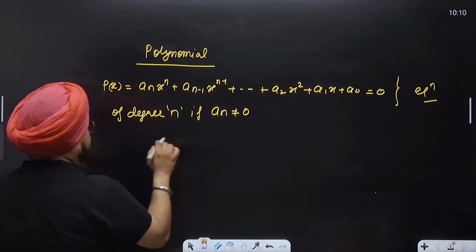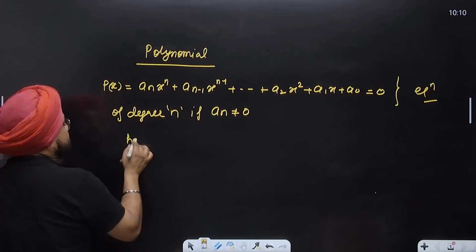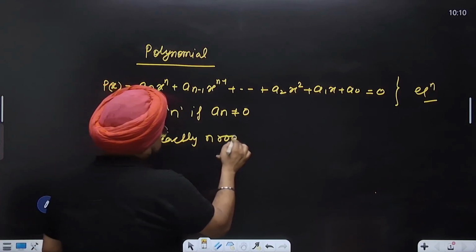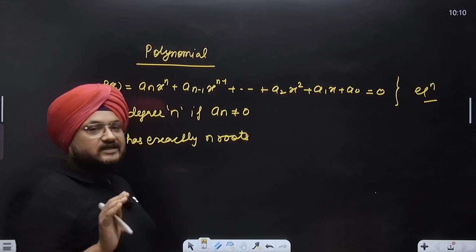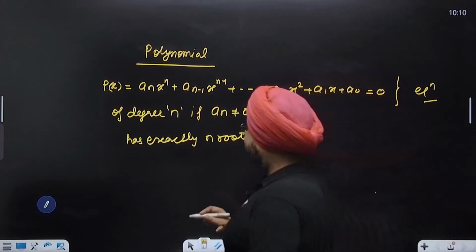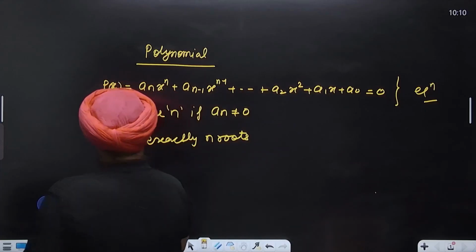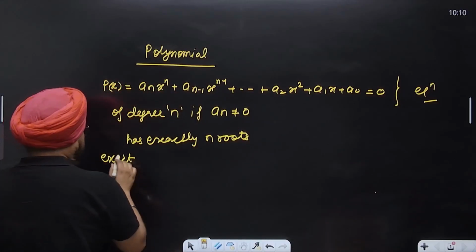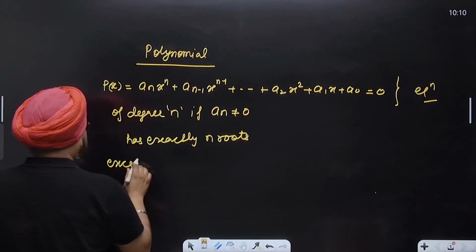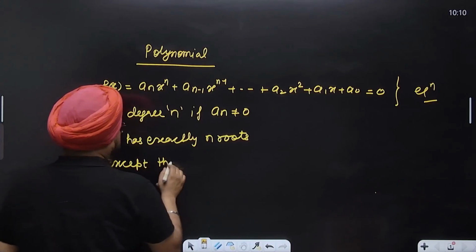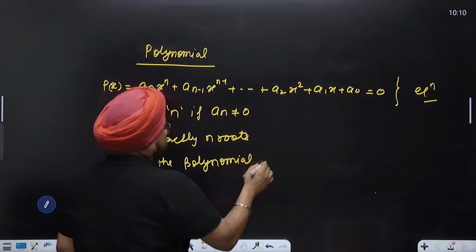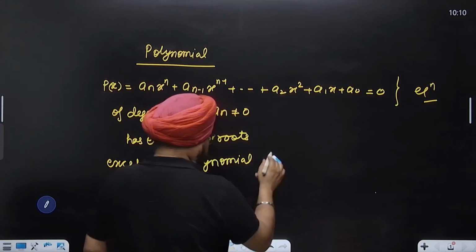So this equation has exactly n roots. A polynomial equation of degree n has exactly n roots, except the zero polynomial, p(x) or f(x) equal to 0.